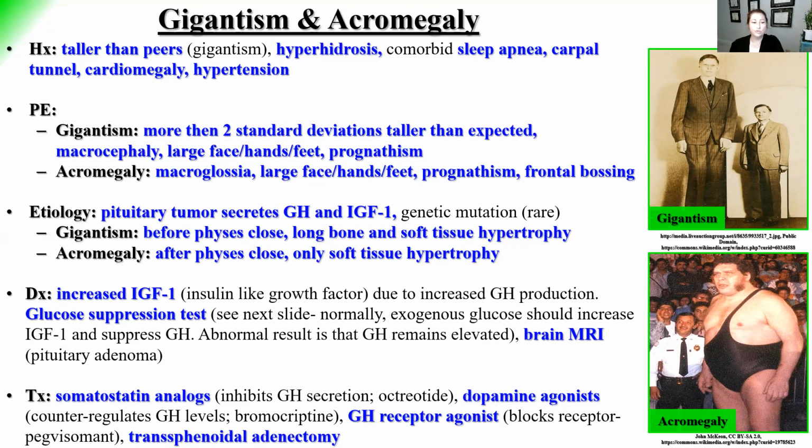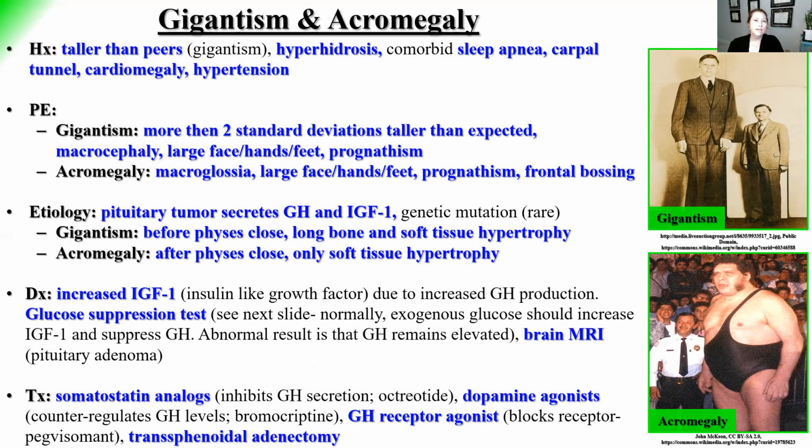In this, there is a pituitary tumor that's going to secrete growth hormone, which is going to trigger the release of insulin-like growth factor 1. Gigantism is where it happens before the physes or the growth plates close. That's why they get that long bone growth. They will also get soft tissue hypertrophy. In acromegaly, it's the stimulation of growth hormone and IGF-1, but it's after those growth plates have closed. So that's why you don't see the height on those people with acromegaly, but they still have that soft tissue hypertrophy.